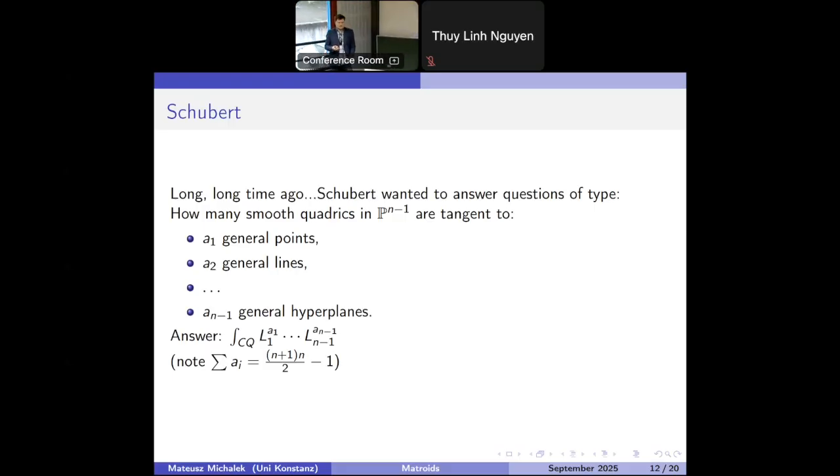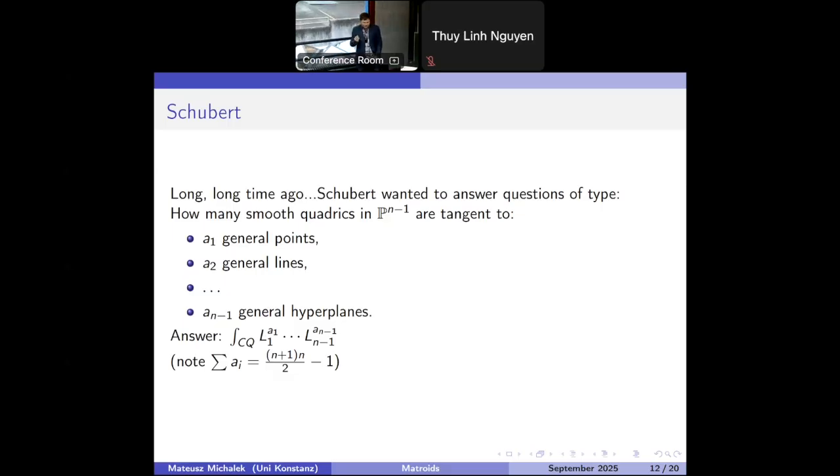But you can put other geometric conditions. Maybe instead of passing through a point, you want to count how many quadrics pass through one less point and are tangent to a line, okay? And mathematicians realized that these are very interesting problems. If you are trying to count quadrics, like degree 2 polynomials, that go through A1 general points, A2, that are tangent to, so tangent to a point means just passing through a point. That are tangent to A1 general points, A2 general lines, and so on, A(n-1) general hyperplanes. And these are hard problems, not so easy.